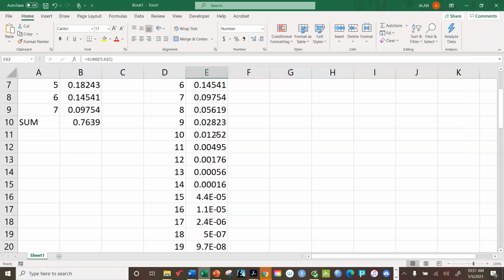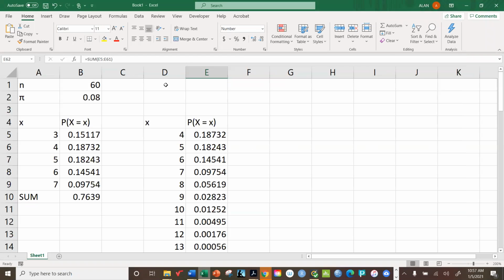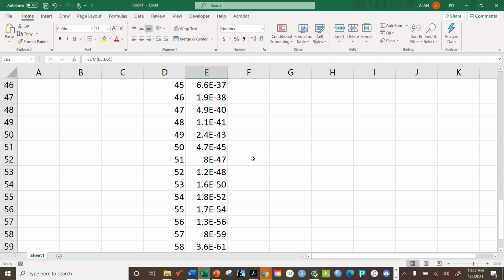So now that you've seen Excel's power, the people who are not using it now, I think maybe they should change their minds. And you can say, wow, look how easy this is.